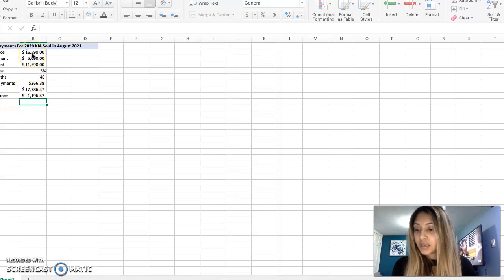So first, the car sale price is $16,590. My down payment is $5,000. So in order to get the loan amount, I just used the equal sign of the car sale price subtracted by the down payment, and that is how I got my loan amount.